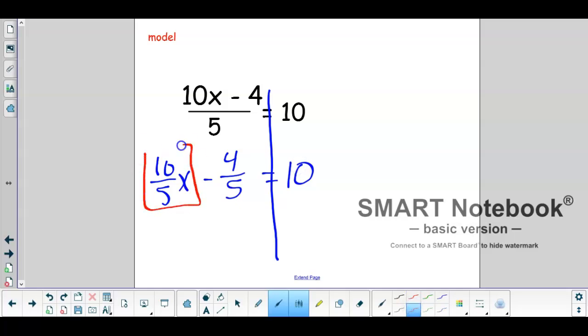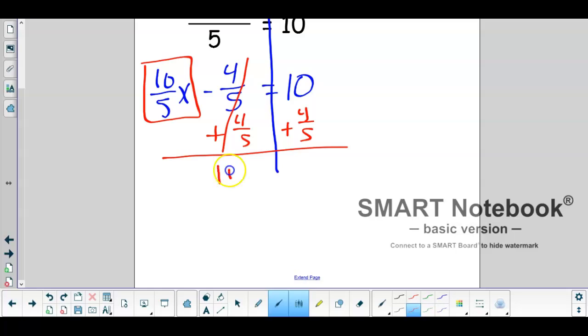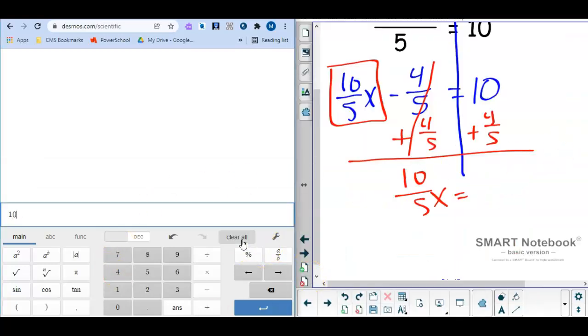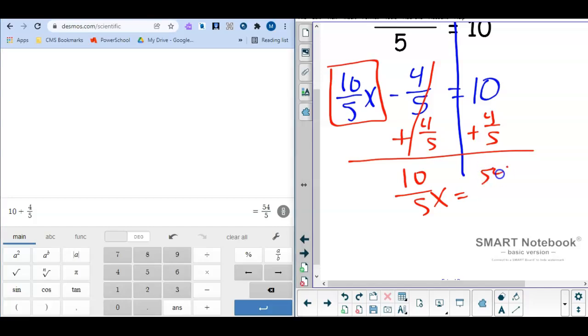What's being done to my 10 over 5 times x? It's being subtracted by 4/5. So I'm going to add 4/5 to both sides. That'll cancel out my minus 4/5, and I can drop down my 10 over 5 times x. Again, I'm going to go back to my calculator and do 10 plus 4 over 5. I can either leave it as a decimal if it's nice and easy, or change it to a fraction. I'm going to use a fraction on this one: 54 over 5.